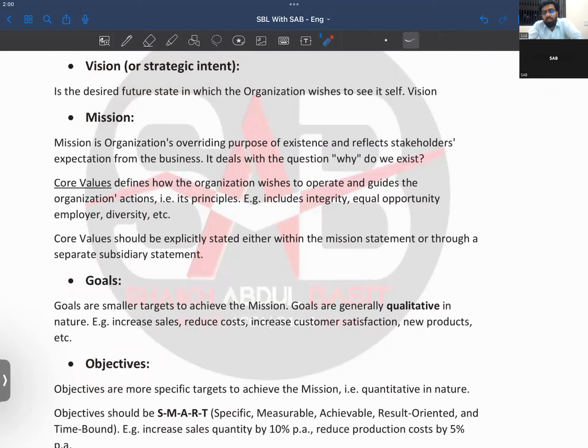That's vision. If I ask you, what's vision? So vision is simply the desired future state in which the organization wishes to see itself. If I ask you, what's your vision? So vision means what you want from yourself or what you want to see in yourself in the future, right? Like where you see yourself in the future is the vision state. So the most important definition for vision is the desired future state in which organization wishes to see itself, right?